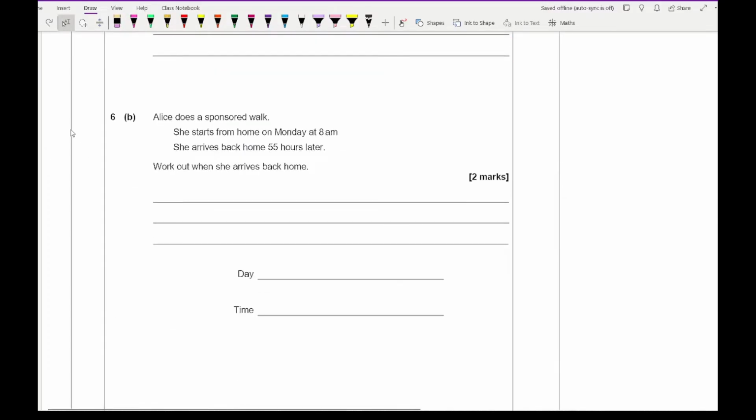Then for B, it says Alice does a sponsored walk. She starts from home on Monday at 8 a.m. and she arrives back home 55 hours later. Work out when she arrives back home. Now looking at this, 55 hours, what we want to do is split this up into days. So we've got 24 plus 24, which is 48, plus 7 hours. So this then becomes Tuesday, that becomes Wednesday. So it's going to be Wednesday.